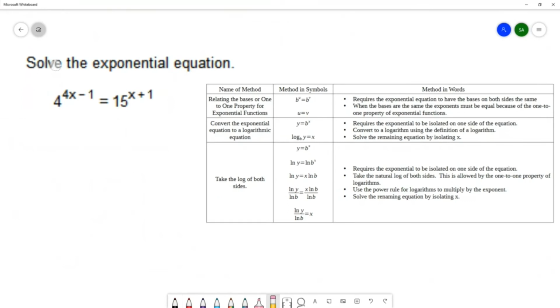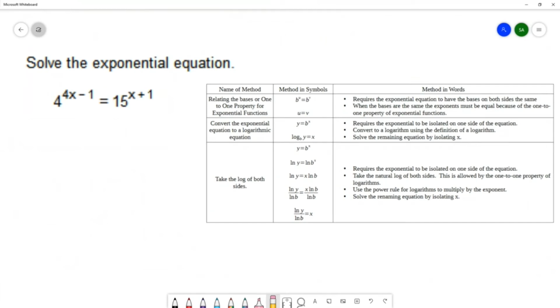On this question, we want to solve the exponential equation 4 to the 4x minus 1 equals 15 to the x plus 1. This is an exponential equation. We know it's an exponential equation because we have variables in the exponent. We have three main strategies that we use for solving exponential equations. And I want to take a look at them before we start solving this problem.